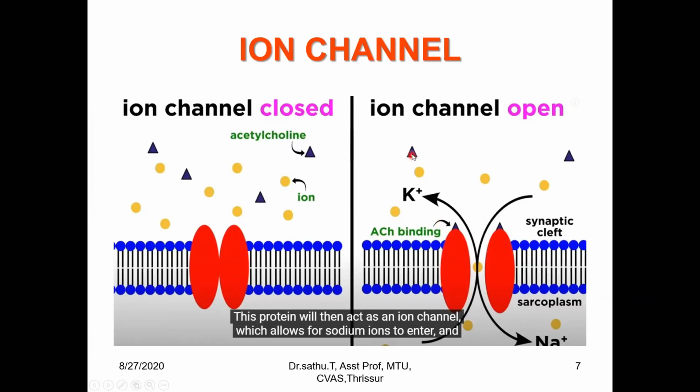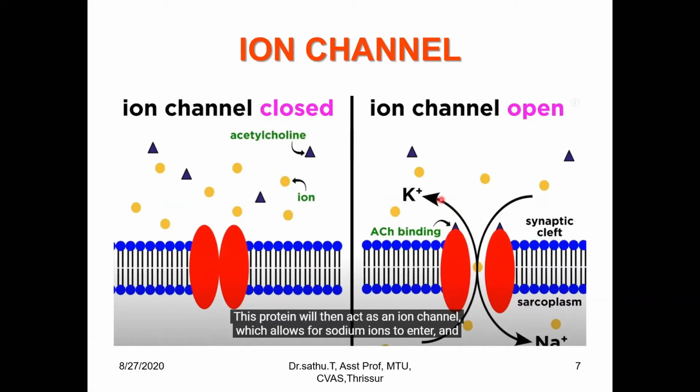When this acetylcholine comes and binds with the nicotinic receptors, the ion channels open. Here you can see in the relaxed state it's closed. When the nerve impulse comes, the ion channels open. Once they open, sodium ions rush inside and potassium ions go out. This leads to what is called depolarization.